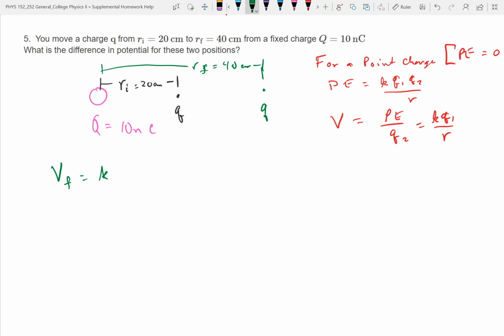So which Q do I use? Big Q, that's right. Because I'm looking at the electric potential due to that charge, the big Q. So V final is K big Q over R final, and V initial is K big Q over R initial, and so the difference in potential is just the difference in those two.